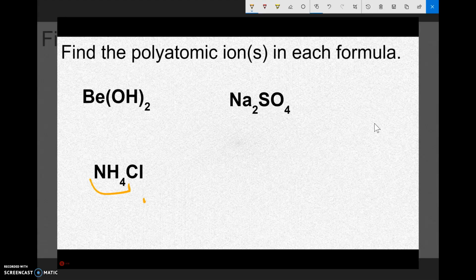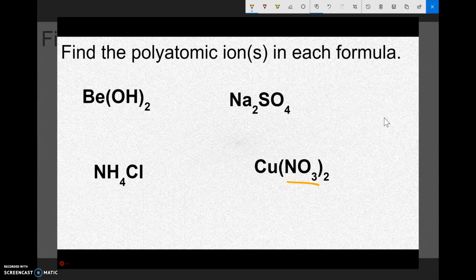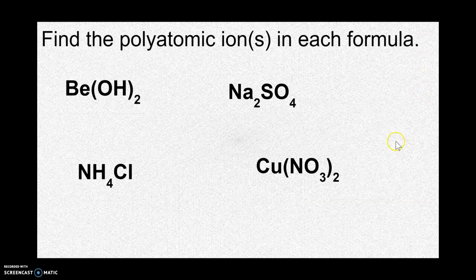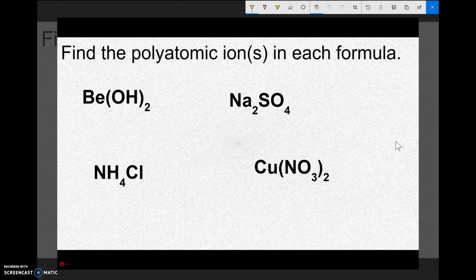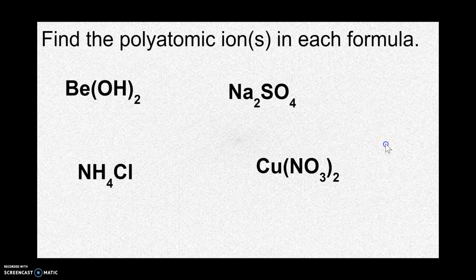NH4. This is NH4 with a plus sign. That's called ammonium. This one is NO3. And on your polyatomic ion sheet, it has a negative 1 charge. This is called nitrate. And so notice all of them that we just talked about, they have 2 or more atoms. And when they're not bonded to another atom, they have a charge.